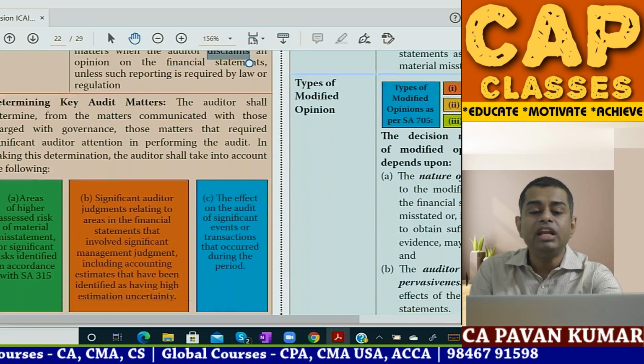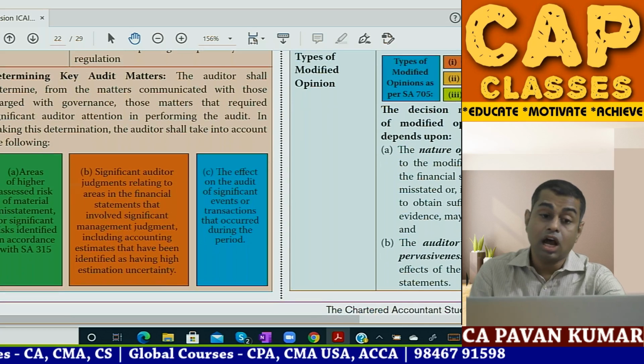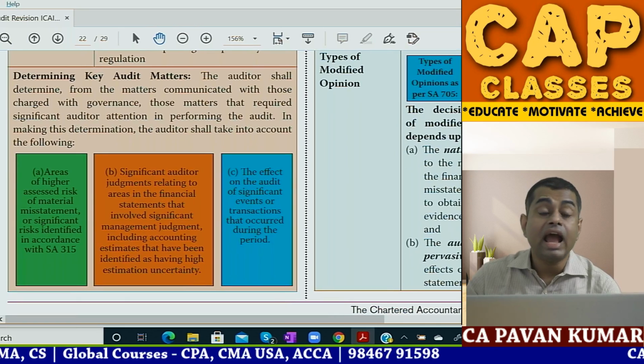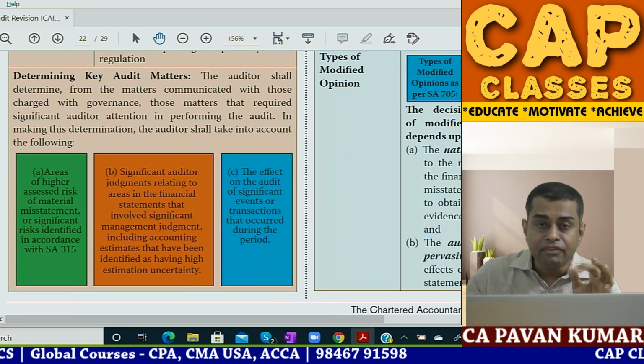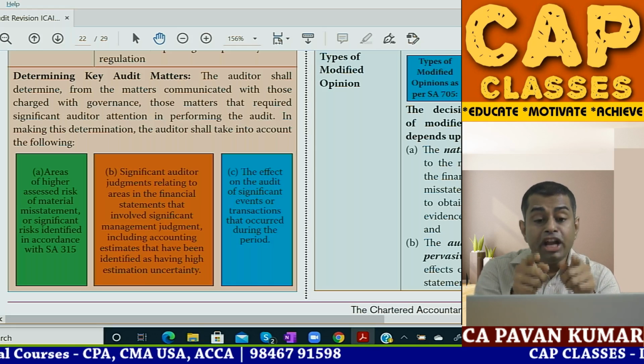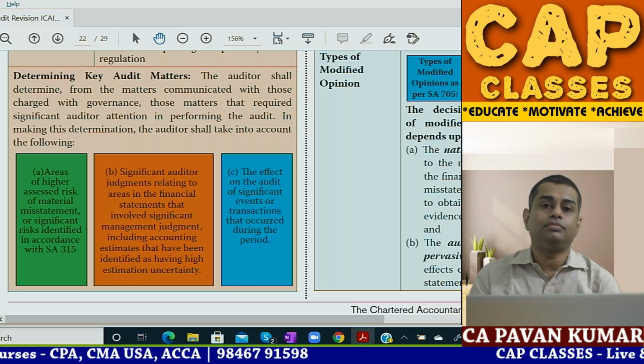How to determine key audit matters? This also can be asked as a descriptive question. How will a CAM be identified? How does the auditor determine CAM? And the beauty is, you need to write this in your report also.